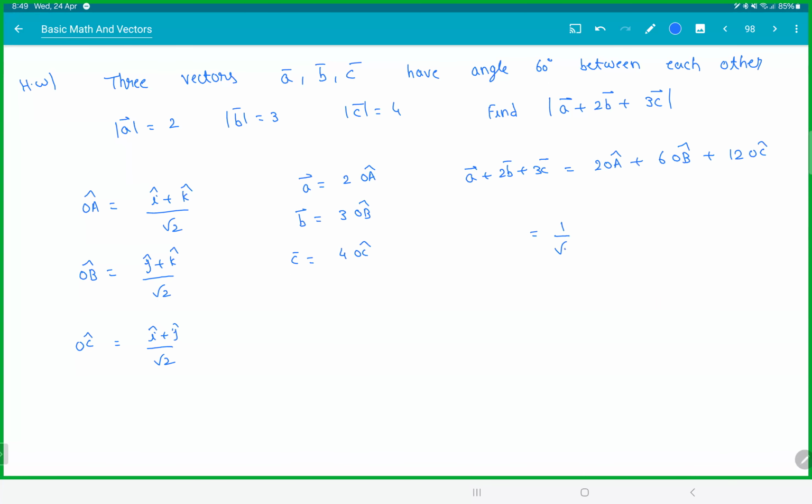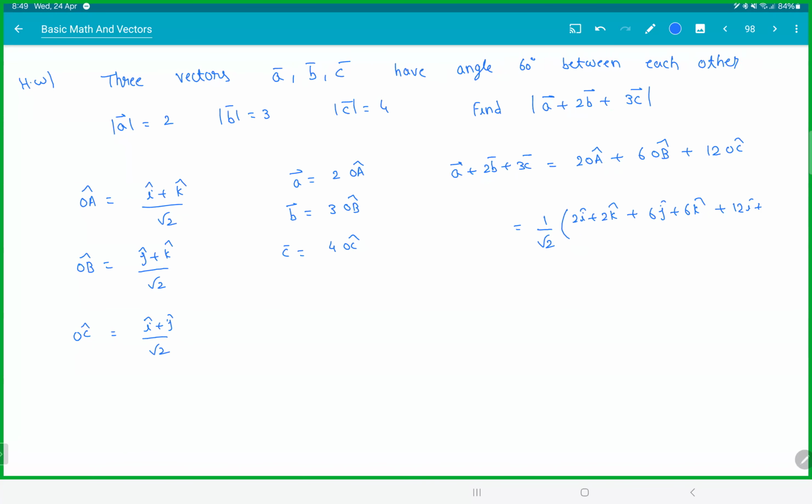So you can take out 1 by root 2 common. You end up with 2i, 2k, 6j, 6k, 12i, 12j. I'll teach you a much faster and a better method than this in dot product. And then get the magnitude of this.